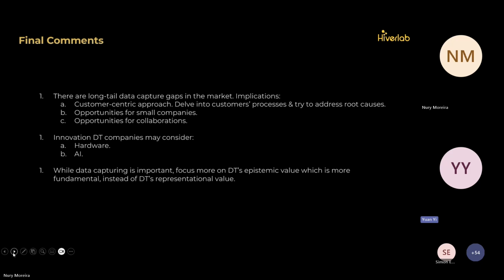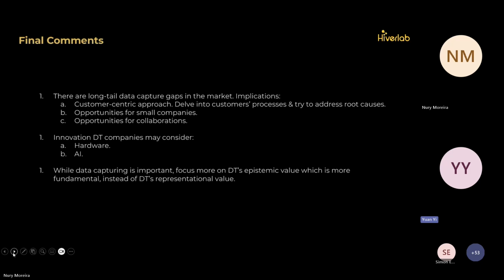And the second point is regarding the overall innovation that many digital twin companies may want to consider. I believe a lot of digital twin companies might originally be positioning ourselves as software companies, but I think increasingly we realize that we need to also equip ourselves with hardware expertise or the expertise with AI to be able to deliver a good end-to-end solution to our end customers. So this may be one innovation direction that you guys might want to consider.